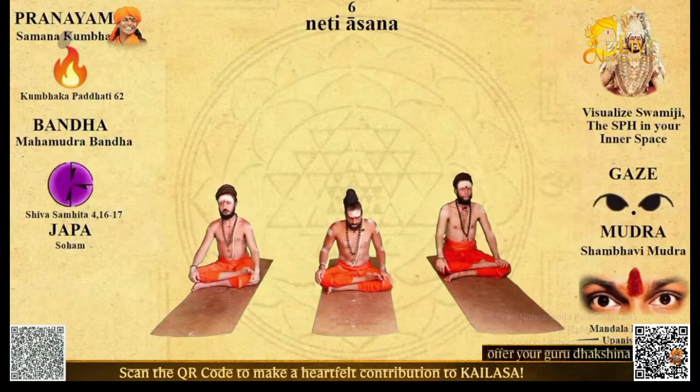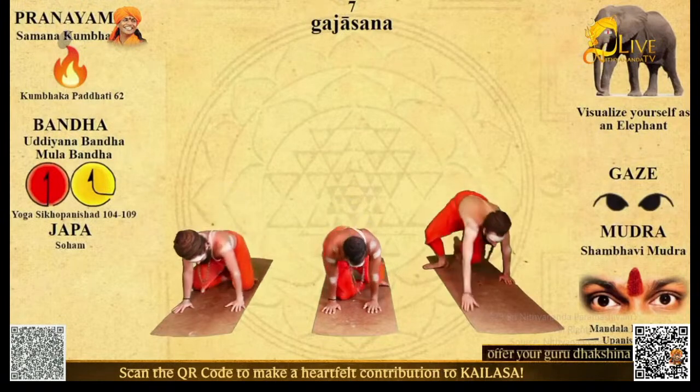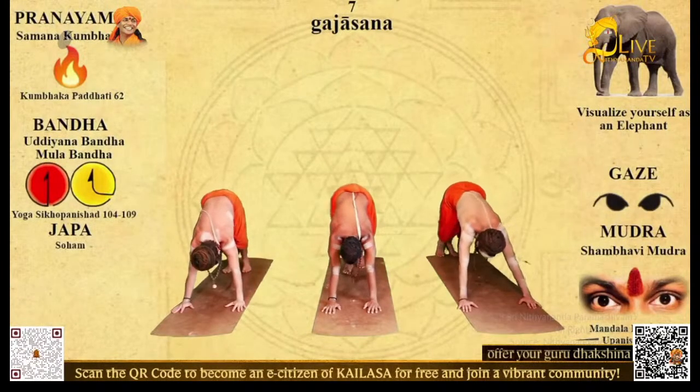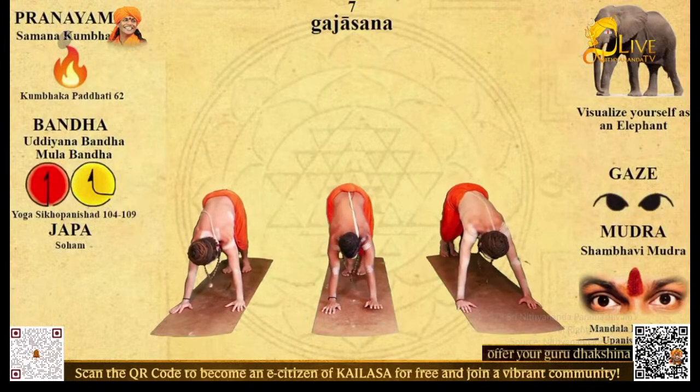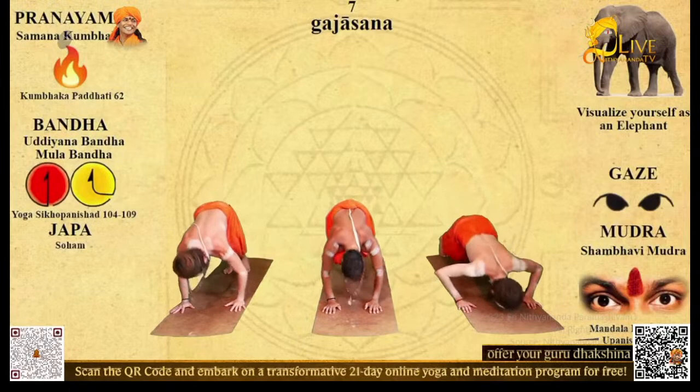Now the next asana is Gajasana. As you place both the hands on the ground, lift the hips high, bring the feet closer. Now scoop the head forward and down in Gajasana as you visualize elephant in your inner space.